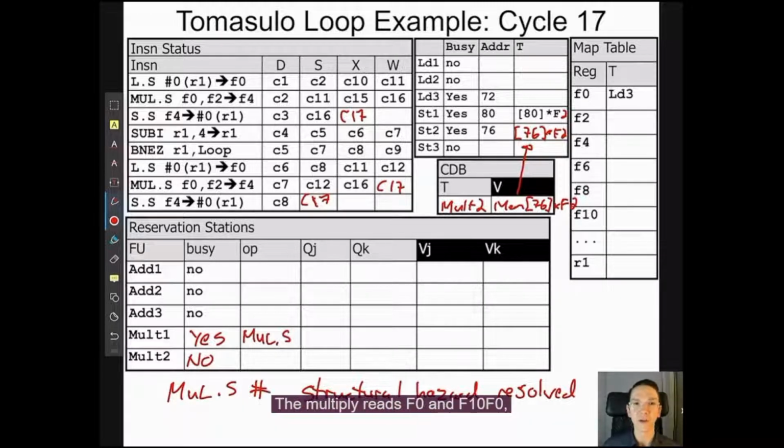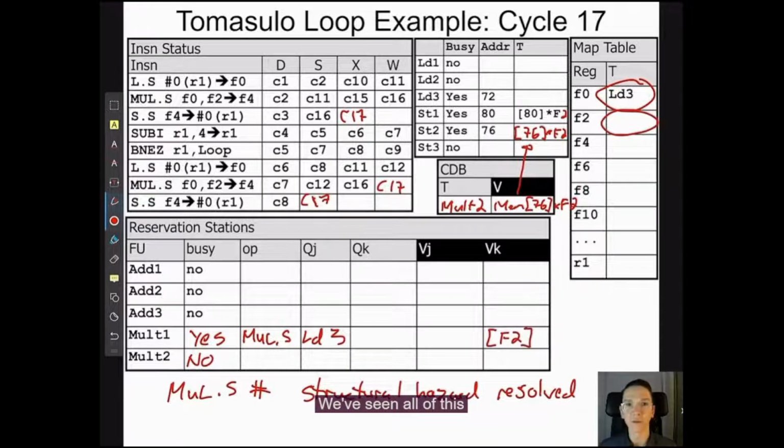The multiply reads F0 and F1. So F0, its tag is load 3, so we copy that into the tag bits, and the third multiply also reads F2, whose tag is empty, so we read it from the register file. We've seen all of this before, and it writes to F4, so we have to update the map table to point to mult1, so that later instructions in this loop can find the right value of F4.